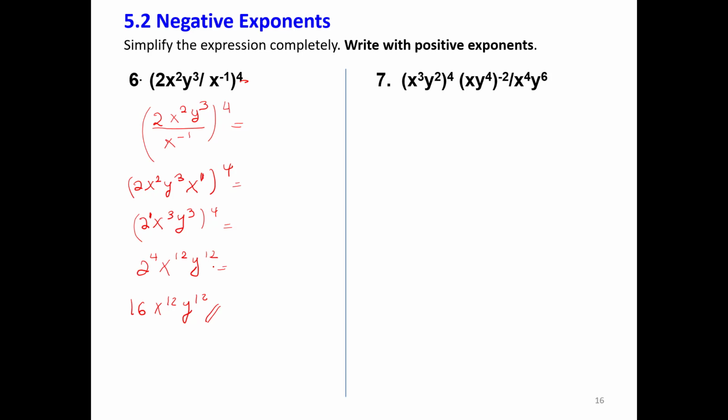And now let's try to solve number 7. Let's write this one again.